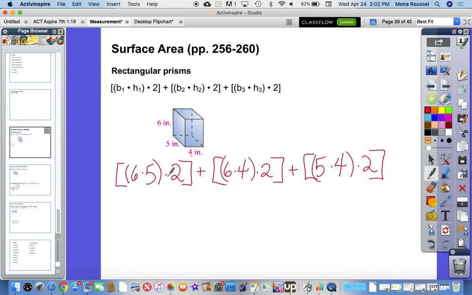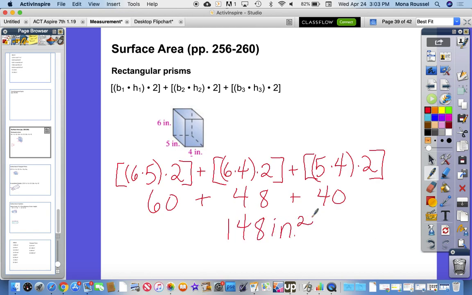So now once you have this set up, again you can double check to make sure that you paired up the dimensions correctly. You should have 6 and 5 paired together, 6 and 4 paired together, and 5 and 4. Again, the order in which you have these paired doesn't matter as long as you have the 3 different sets. So this would equal 60, plus this is 48, plus this is 40. You add that together and get a surface area of 148 square inches.